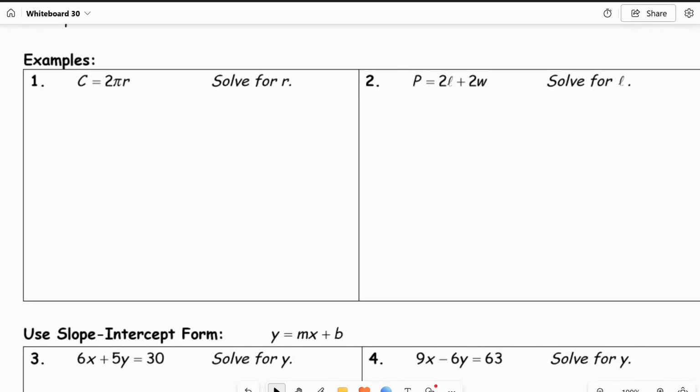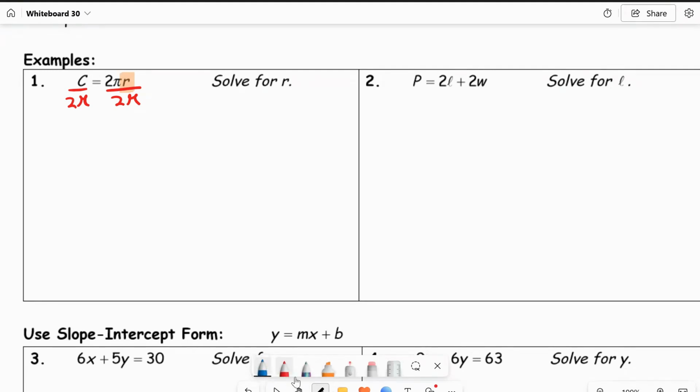Okay, so for number 1 here, we have the circumference formula, C equals 2 pi r. Our goal is to solve for r. So I'm going to go ahead and highlight r right away. Okay, so solving for r, we're trying to get r all by itself. So in this case, we have 2 pi r. So 2 and pi act as our coefficients on r. So since there are coefficients, we're going to go ahead and divide our coefficients from both sides.